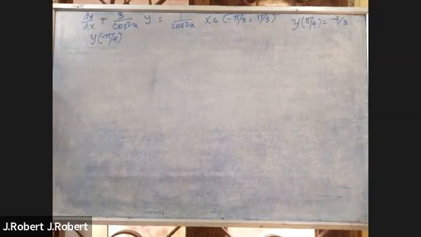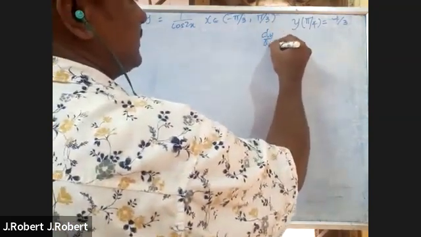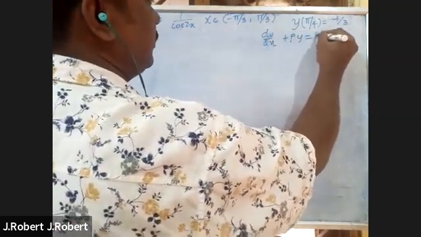But we do not need to do anything directly in the problem. Looking at it, this is of the form dy by dx plus py equals q.